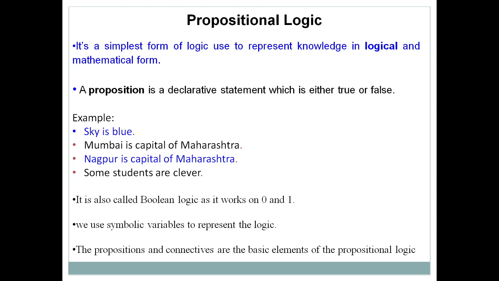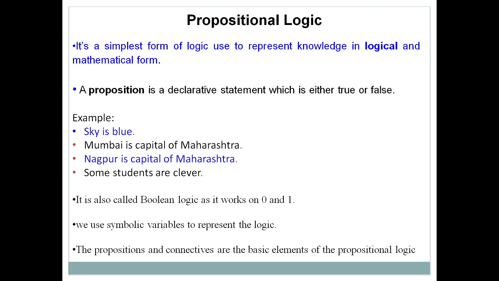Let's take a simple example. We can say the sky is blue. Yes, it's true. Mumbai is the capital of Maharashtra. Yes, it's true. Nagpur is the capital of Maharashtra. No, it's false. So we are saying that a proposition is either true or false.